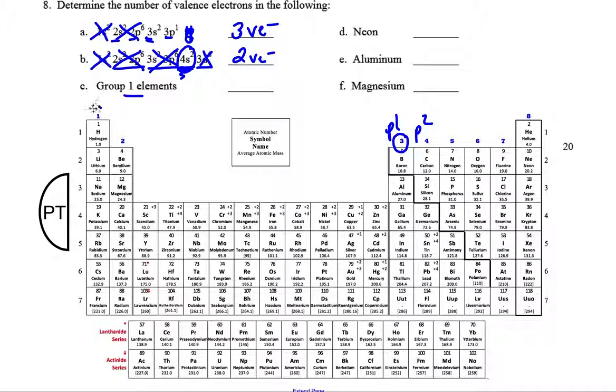Group 1 elements. Group 1 elements all have 1 valence electron. Neon. Neon's over here. Neon's in group 8, so it's got 8. Aluminum, right there, in group 3, so it's going to have 3. Magnesium, right there, in group 2, it's going to have 2.